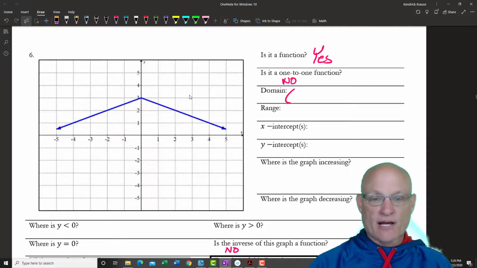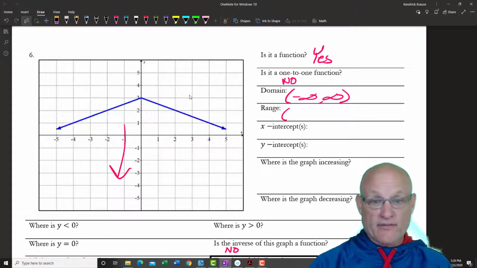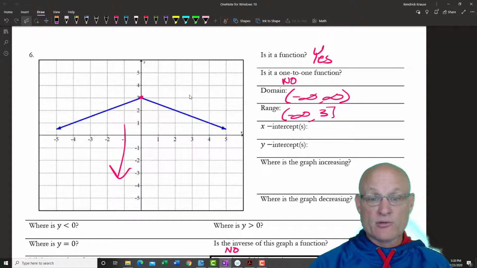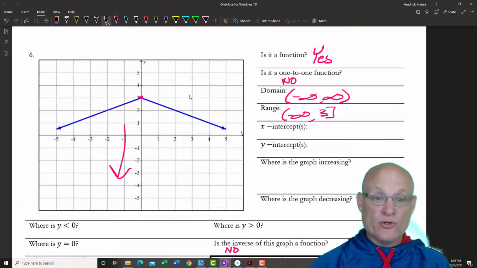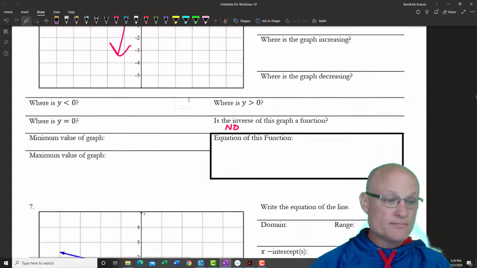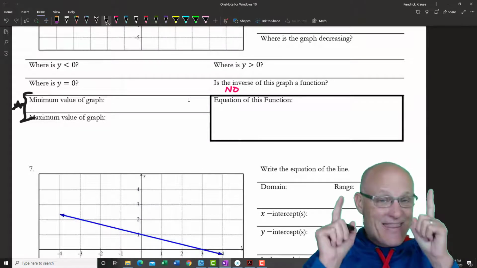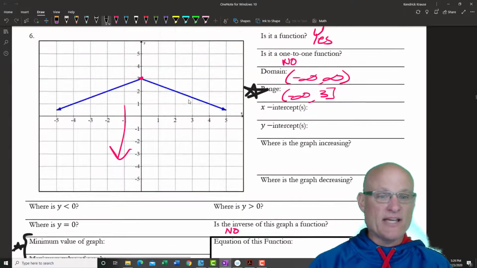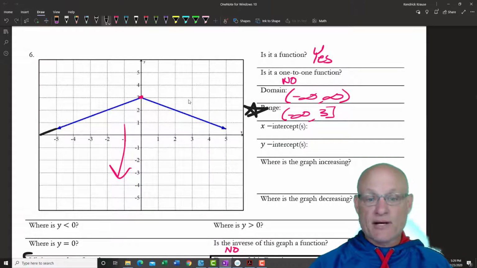Domain goes forever and ever left and forever and ever right. Range, be careful with the range here. What's the low number? That's negative infinity. What's the high number? That's 3. And we include the 3. By the way, just a reminder, where do we use y values? We use y values for range and min and max. That's it. Don't give me y values on anything else but those two. Okay. What are the x-intercepts? Looks like negative 6 and positive 6.